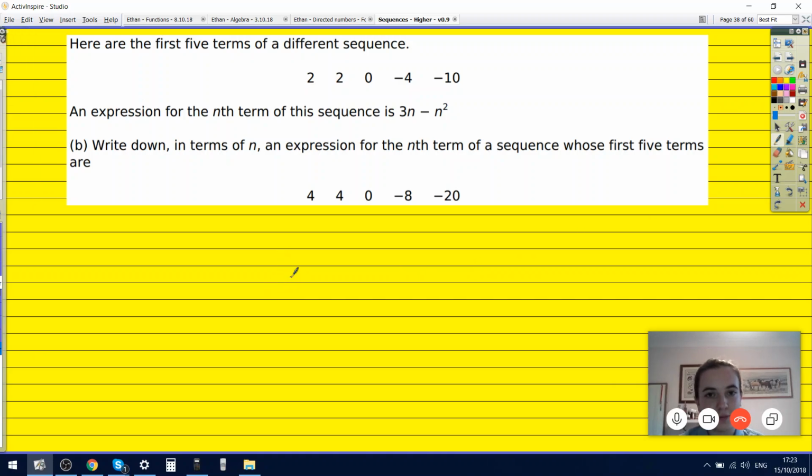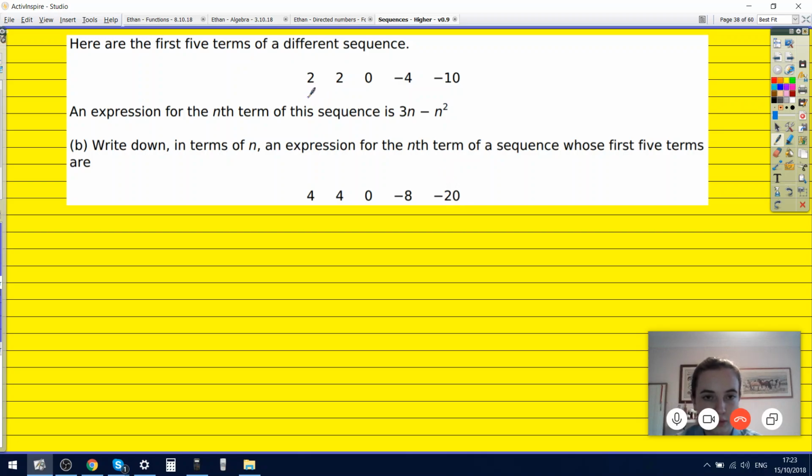3 times 2 minus 2 squared. That would give you the second term. So they gave that to us. So this up here, the nth term of this sequence is 3n minus n squared. They're saying find the nth term for this sequence.